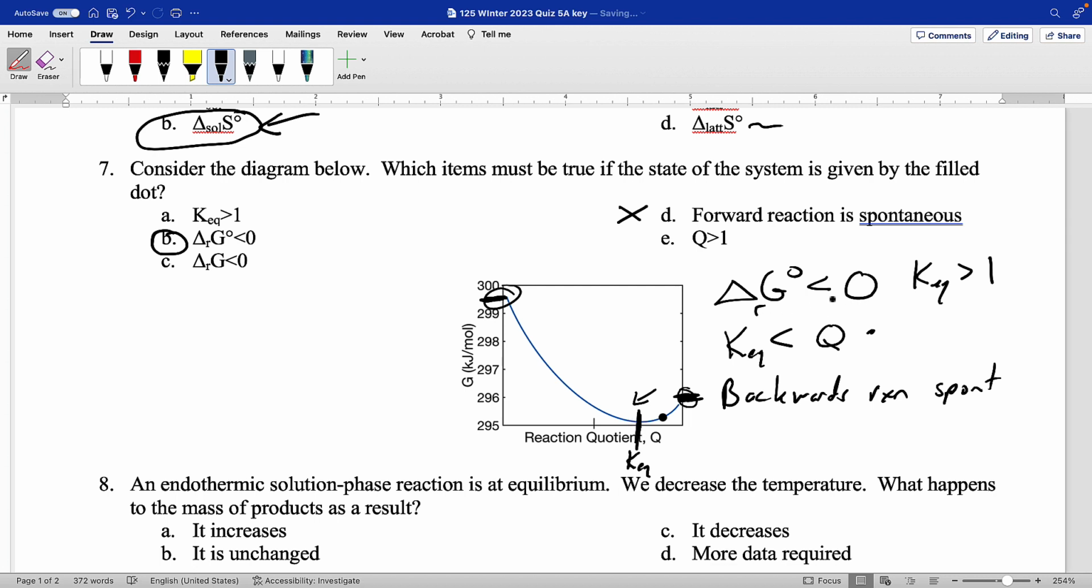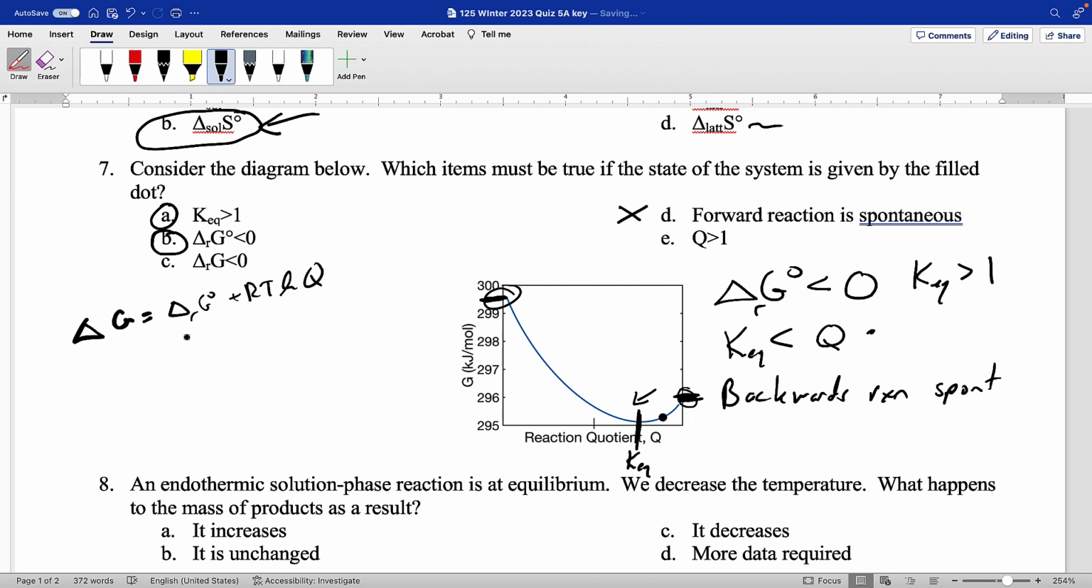Another way of saying that is that K equilibrium is going to be greater than 1, right? You can see this, the bottom of this curve is to the right-hand side. It's towards the products. It's a product-favored reaction. But you can use math too, right? Because we know delta G standard is equal to negative RT log of K. So the only way to get a negative delta G standard is if your K equilibrium is greater than 1. So we better circle that as well. And what about delta G? Well, delta G is equal to delta G standard plus RT log of Q.